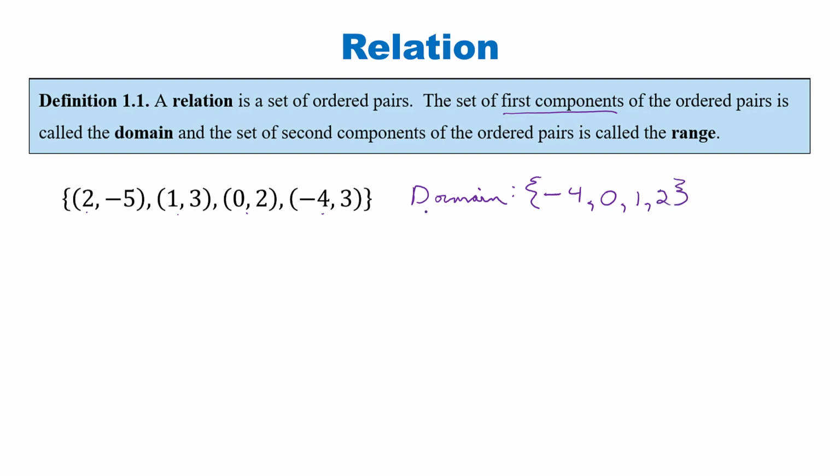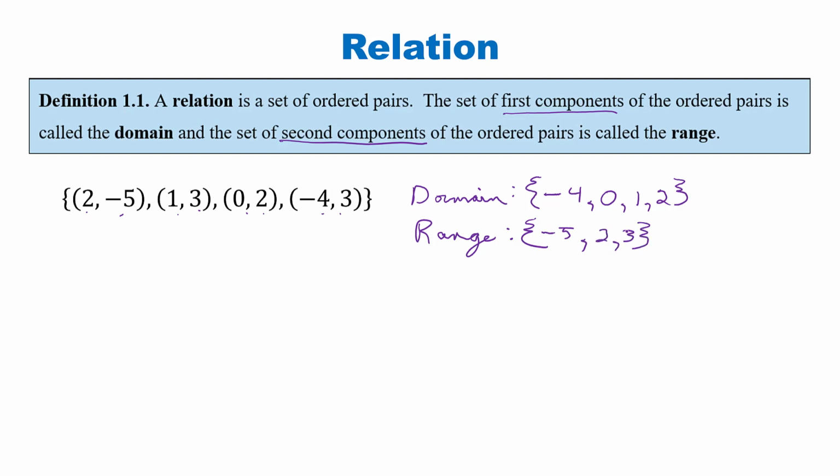We can also find the range by looking at the second components of these ordered pairs. The range here would be -5, 3, 2, 3. So it looks like we've got 3 twice, but we only need to list that one time. We have {-5, 2, 3}.